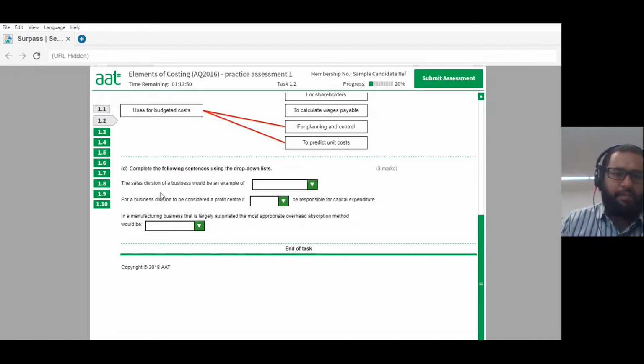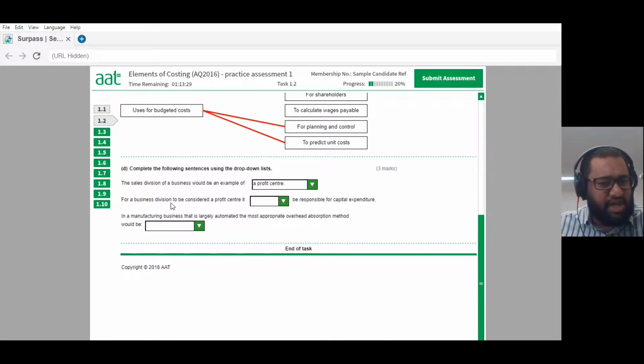Now let's look at the next one. Complete the following sentences using the drop-down list. The sales division of a business would be an example of what? Because a sales division makes revenue for the business, there's a chance they will make a profit. So therefore, they will be called a profit center.